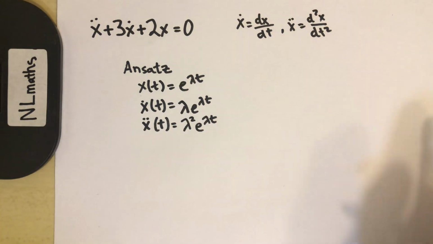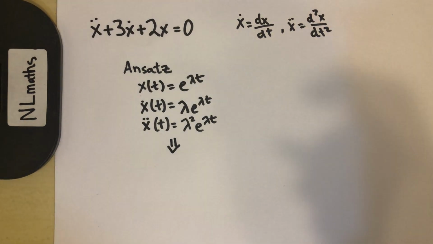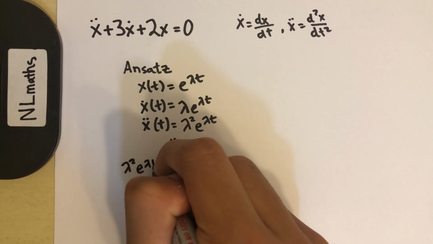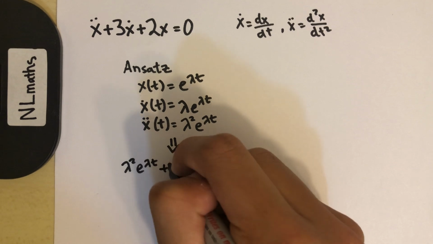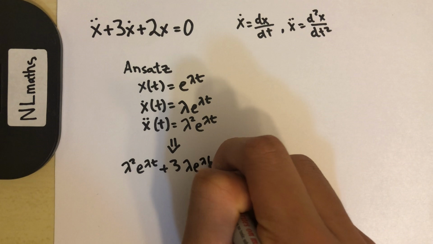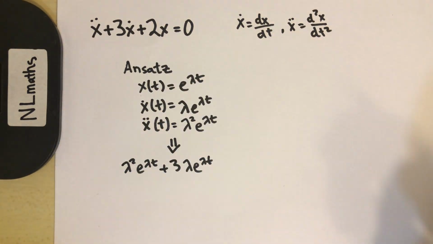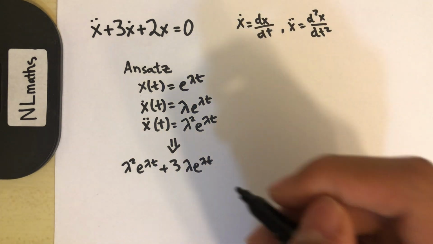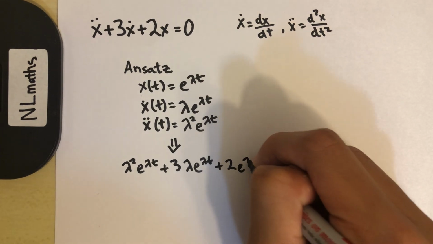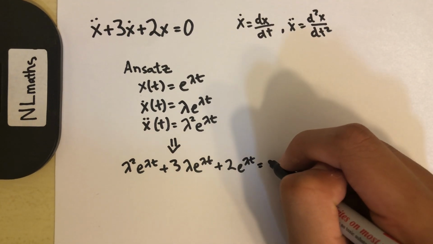All you have to do now is plug it back into the ordinary differential equation. So then we'll get lambda squared e to the lambda t plus 3 times lambda e to the lambda t. And I don't need to put brackets here because it's multiplication, it's commutative. And then finally plus 2 times e to the lambda t. And this should equal 0.